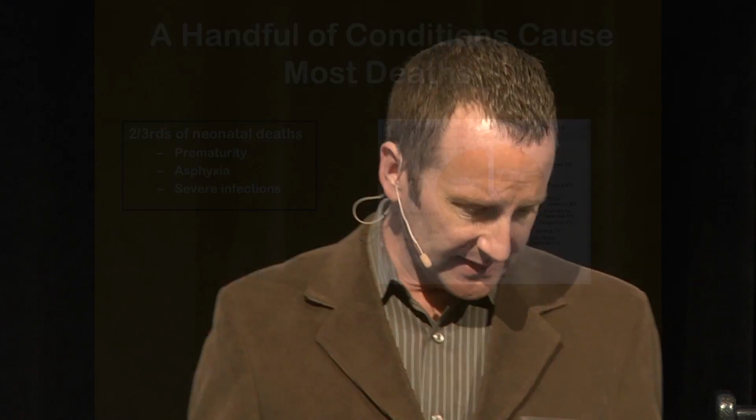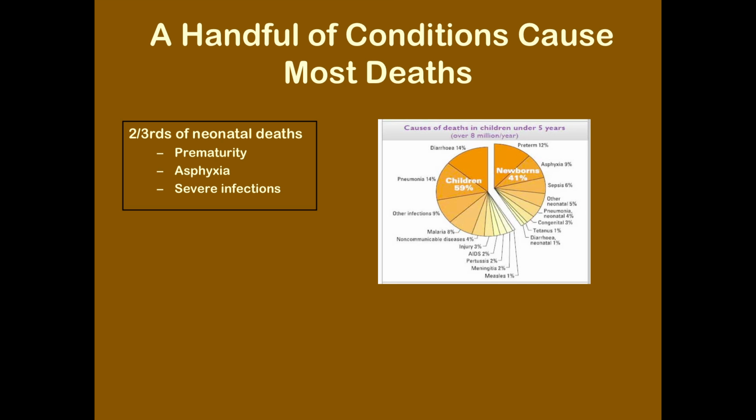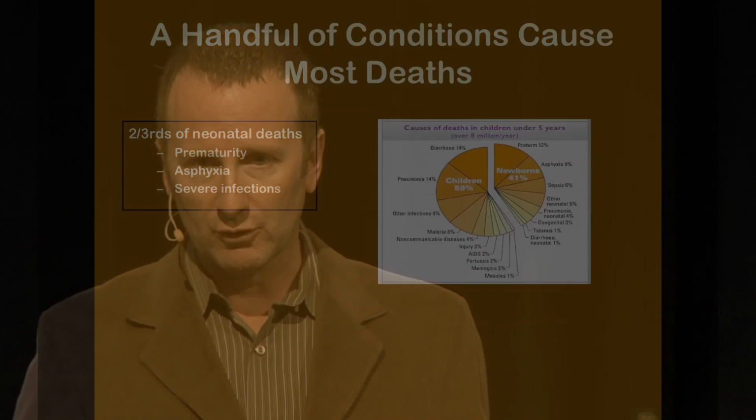So we see here on the right a pie chart that breaks down under 5 mortality by age, and we see that about 40% of all under 5 deaths occur in the neonatal period. The neonatal period represents about 1.5% of early childhood, up to 5 years, but over 40% of the deaths occur there. 2/3 of these deaths are due to 3 conditions primarily: complications of low birth weight and prematurity, asphyxia right around the intrapartum period, and severe infections.